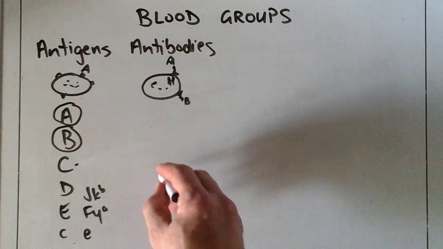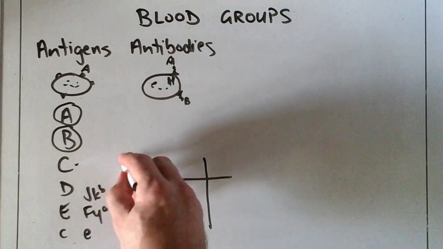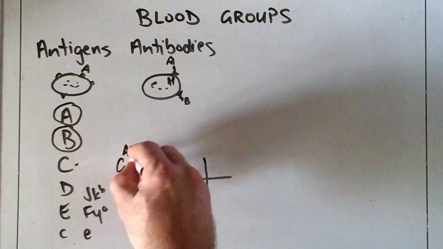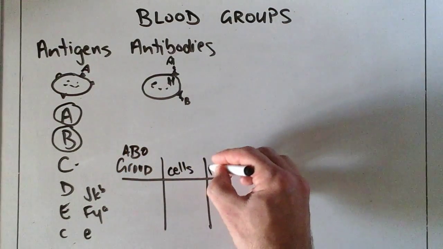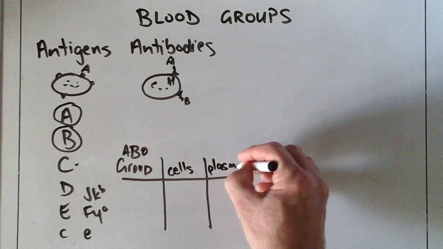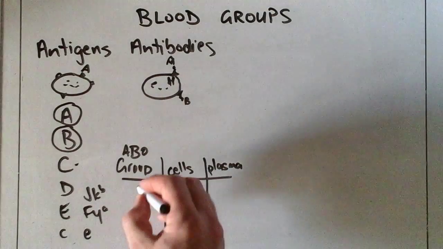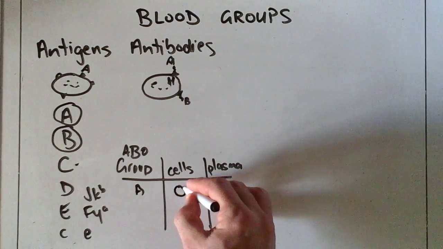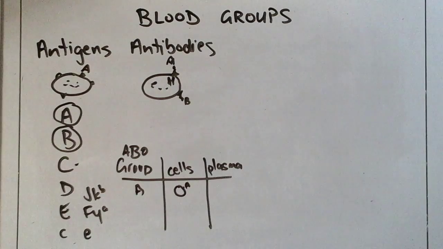So if we drew a little graph here to display this, here is your group, what we would call the ABO blood group system. And so what we've got on our cells and what we've also got in our plasma, which is the fluid of your blood, which is where most of the antibodies are generally found. So if you are Group A, then you would have the A version of that blood group on the surface of your cells.